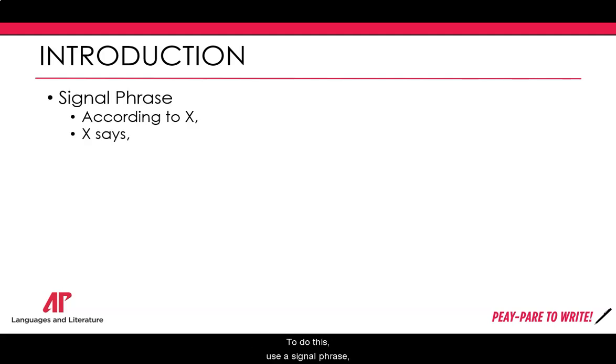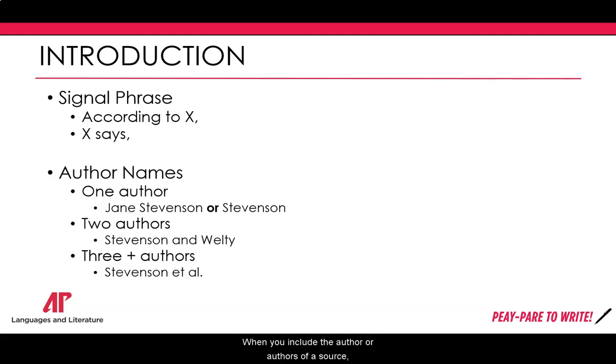To do this, use a signal phrase such as "according to X" or "X says," where X stands for the name of the author or the title of the source. When you include the author or authors of a source, there are a few rules to keep in mind. If there is only one author, discuss them using their full name or just their last name. Generally, you don't want to use the author's first name only, because it is possible that you may have several sources with an author named something like Bill. It also shows respect to the author whose information you are including.